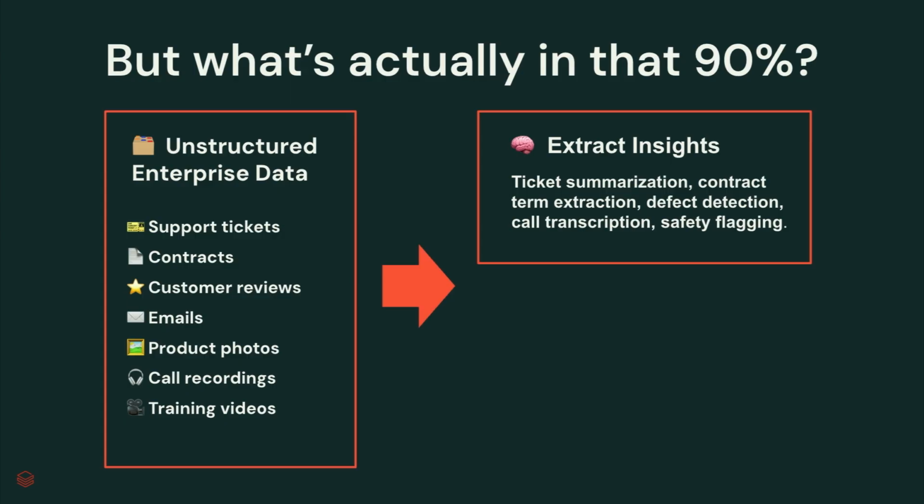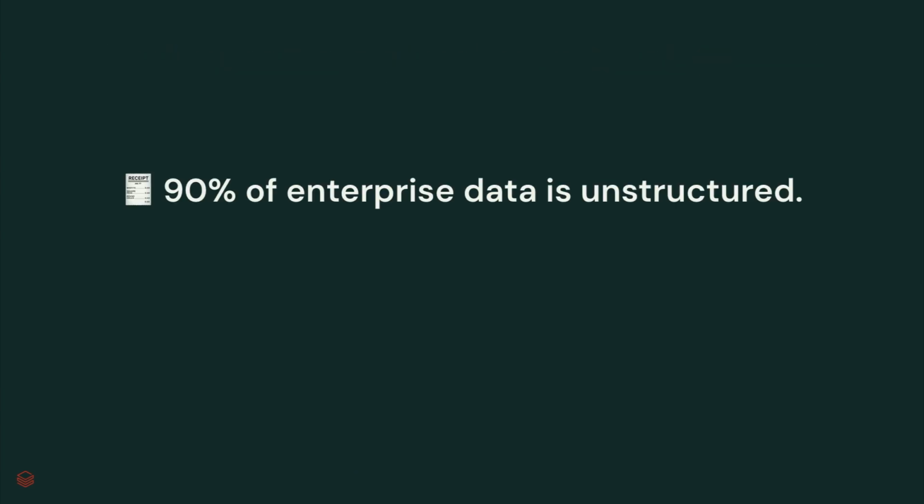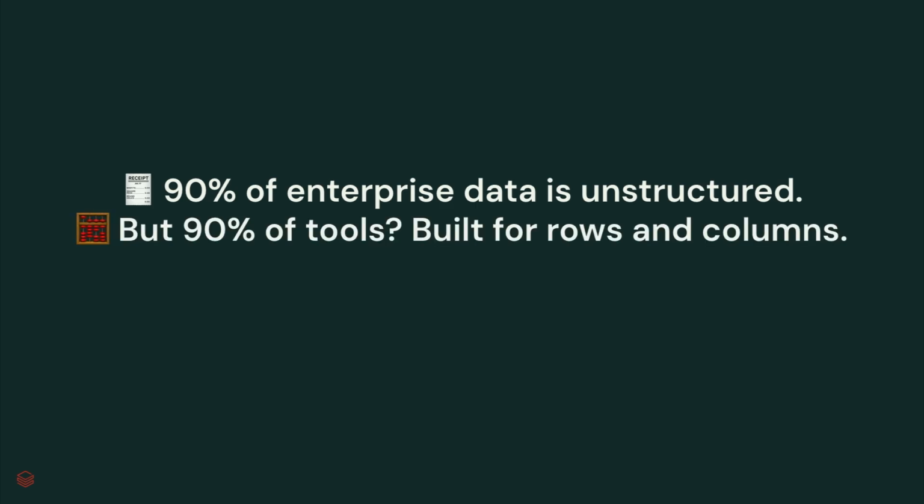The other thing they want to do is to automate and build chatbots and assistants. And this means turning unstructured data into structured data so that a chatbot can answer questions and that data can be used to automate business workflows. But here's the challenge. While 90% of the enterprise data is unstructured, 90% of our everyday data tools, dashboards, SQL, ETL, were created for rows and columns. So that's the gap, that's the mismatch, and that's what we want to talk about today.